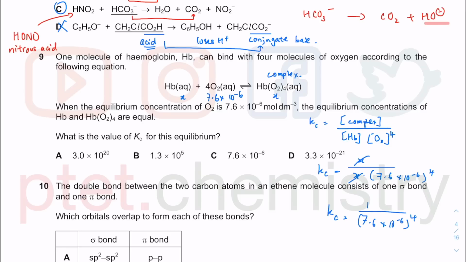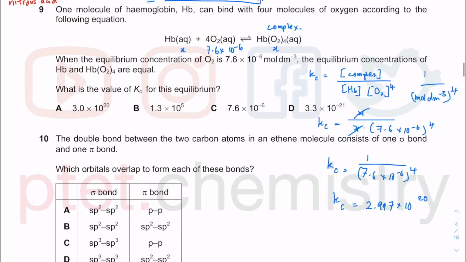So press that onto your calculator, and then take the reciprocal. Reciprocal means 1 divided by, and I get 2.997 times 10 to the 20. So this is mole per dm cube, this is mole per dm cube. They will cancel out, and therefore I will get 1 over mole per dm cube to the power of 4.